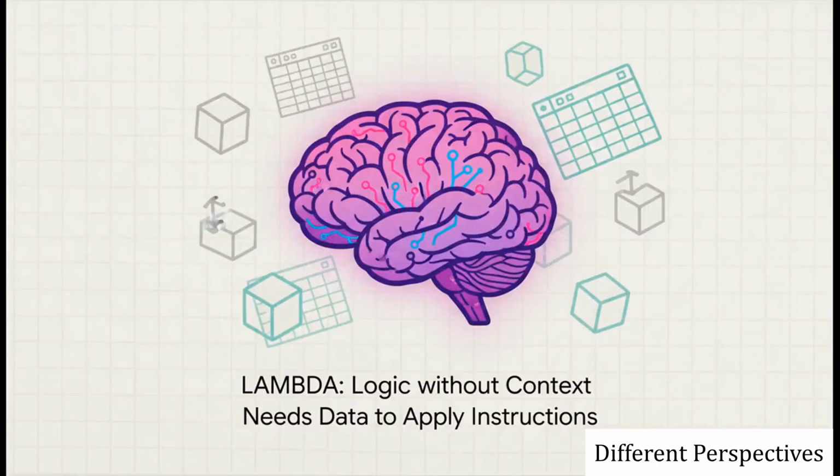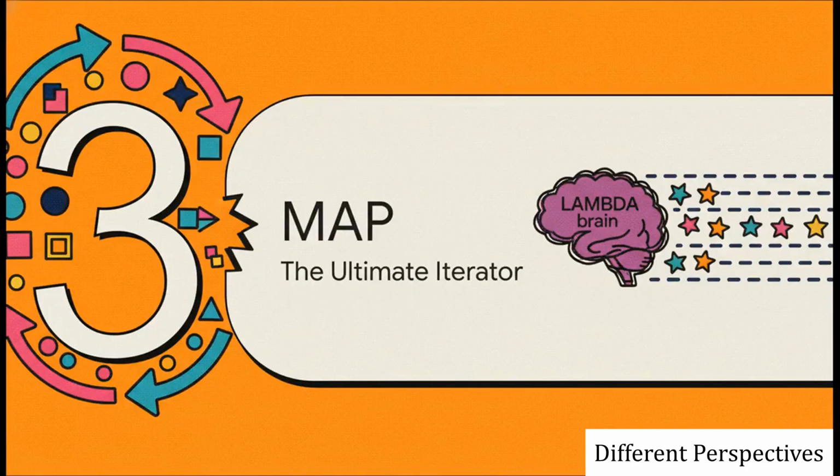But here's the thing about LAMBDA. On its own, it doesn't actually do anything. It's like you've written down a set of instructions, but you haven't told anyone what to apply those instructions to. It's basically a brain without a body. To make it do some work, we need a helper function. And that helper is MAP.